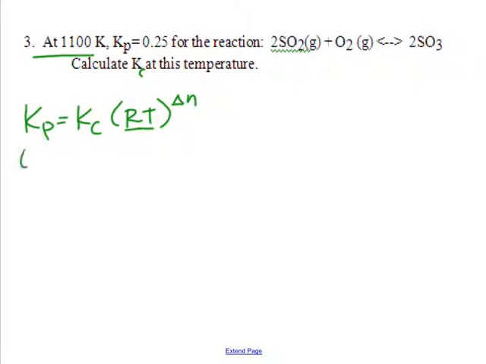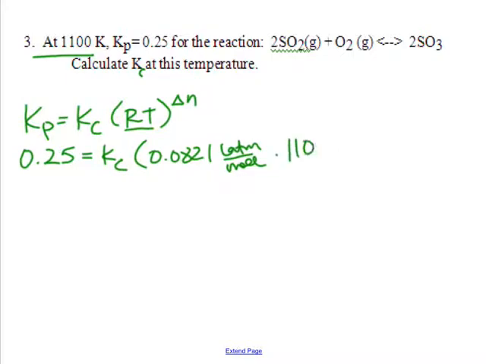So we know the Kp is 0.25. We're solving for Kc. We said R was 0.0821 L·atm/mol·K times a temperature of 1100 K. Now this delta N, this is a gas as well, guys. So now you're doing products minus reactants of just gases. Just use the coefficients. What are we going to get? How many here? 2 minus 3.